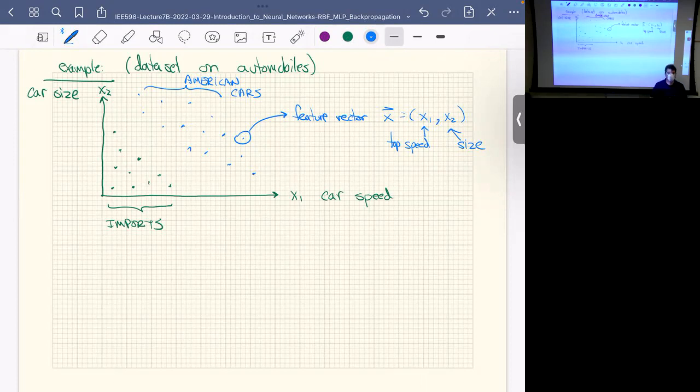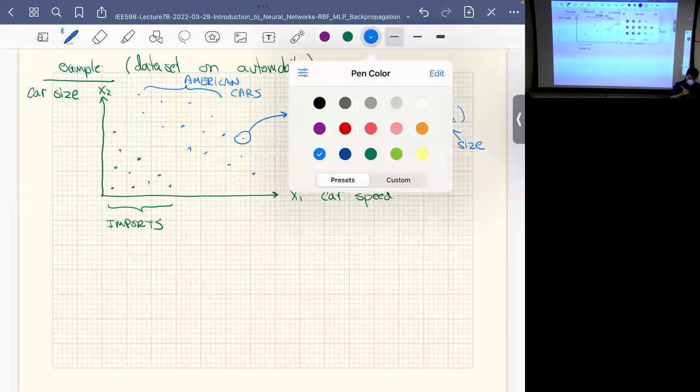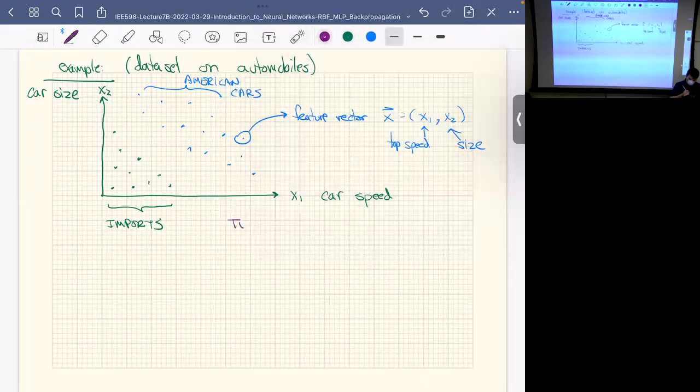And so what I would like to do is feed my perceptron some data points where I know for sure that either this is an American car and this is an import. So I've got these two categories, so these two classes. So I guess I can place it here. I've got two classes. And those are American cars and imports.